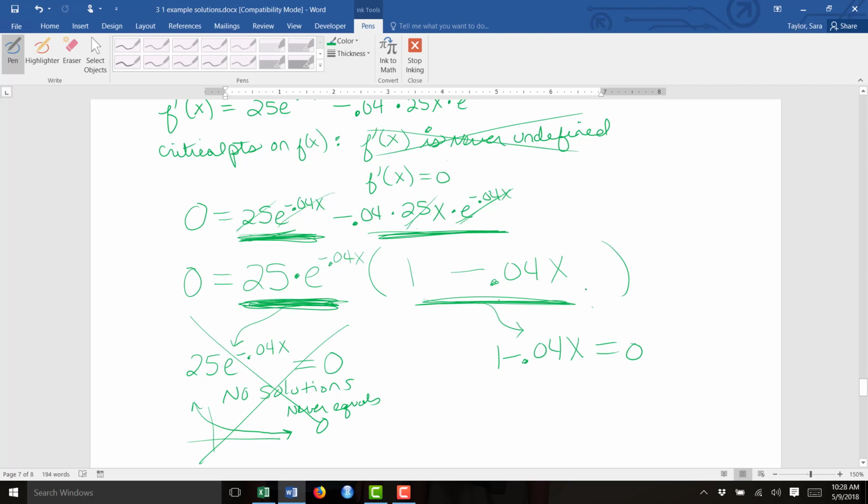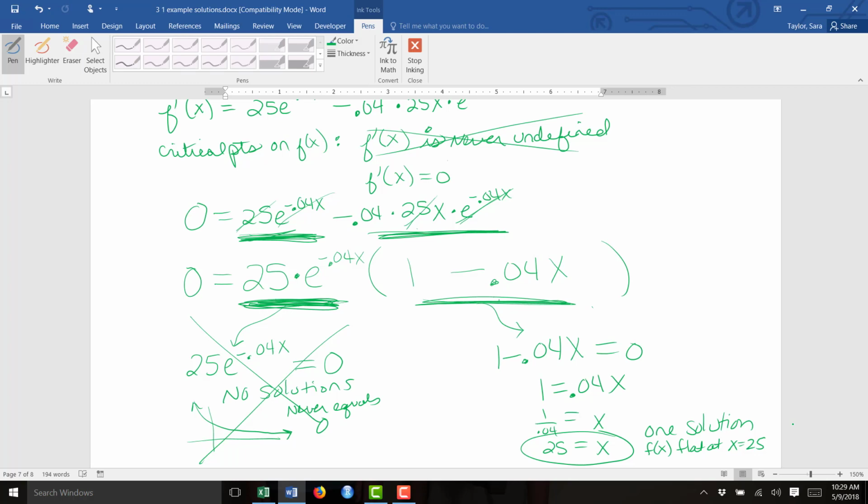We now can focus our attention on the equation on the right. 1 minus 0.04x equals 0. I can add 0.04x on both sides, and then I'll divide both sides by 0.04, and 1 divided by 0.04 is 25. That's the only solution to the equation. There's only one critical point, one place where f of x is flat for an instant. That occurs at x equals 25. We need to now test to see if f of x actually has a max or a min or neither at x equals 25. At this point, I'm going to go ahead and open up Excel.